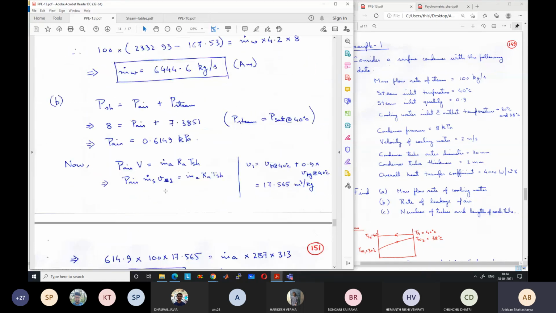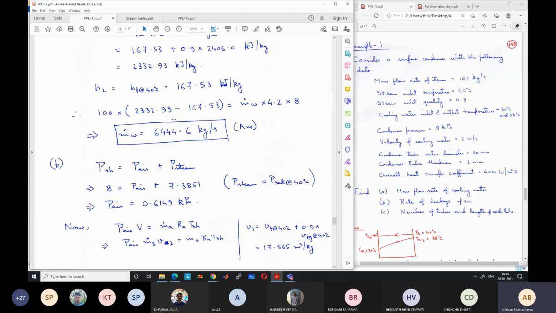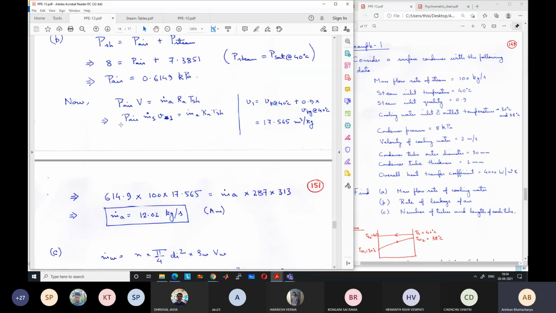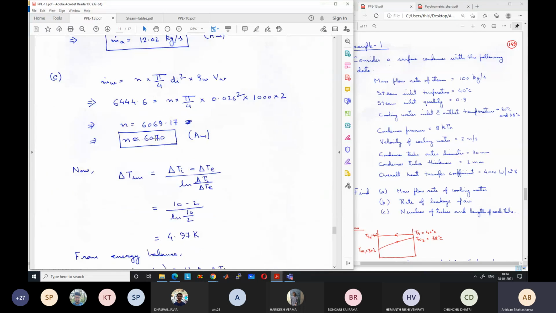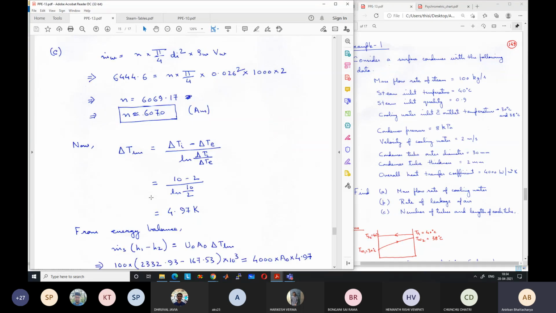for using this amount of cooling water, 6444 kg per second, for condensing 100 kg of steam. For condensing 100 kg of steam, we need this number of tubes with realistic values. So it's a very huge device, or multiple condensers need to be used. Now, to find the length of each tube, we can do another energy balance.